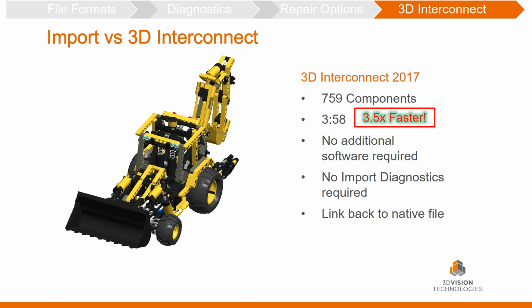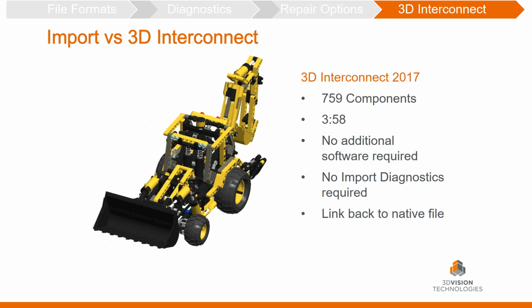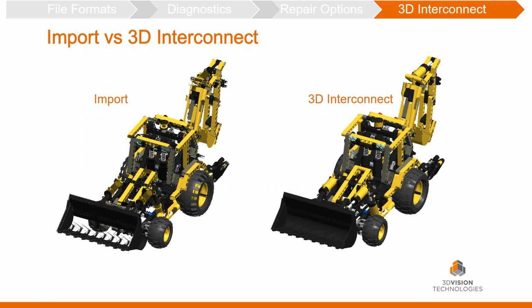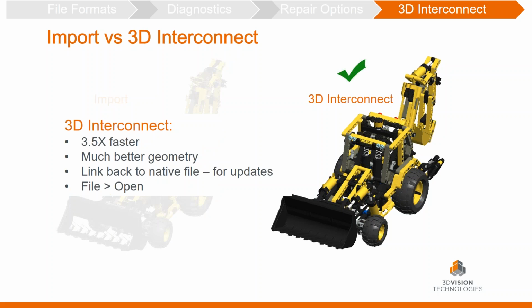In addition, there's a link back to the native file. We're going to show you what that means in a second. So let's compare the import process versus this new tool called 3D Interconnect. I think it's a no-brainer. 3D Interconnect is much faster. Imported actually does the translation in the background. I'll show you that in a second. The geometry results are much better. There's a link back to the native file that you can use for updates, and it's simply as easy as a file open. So let's take a look at that in action.